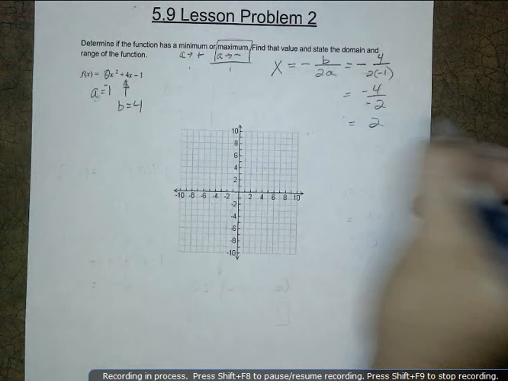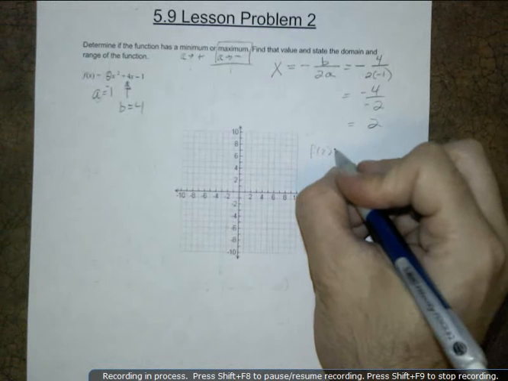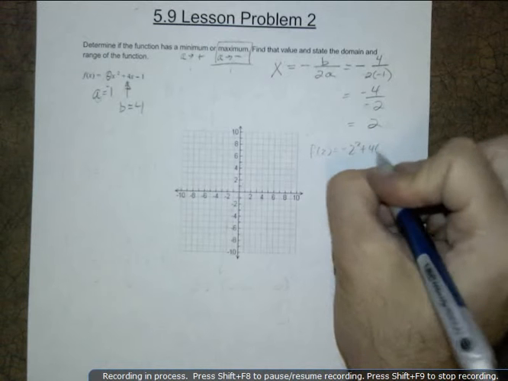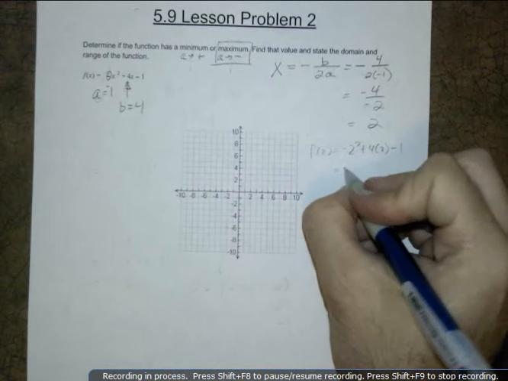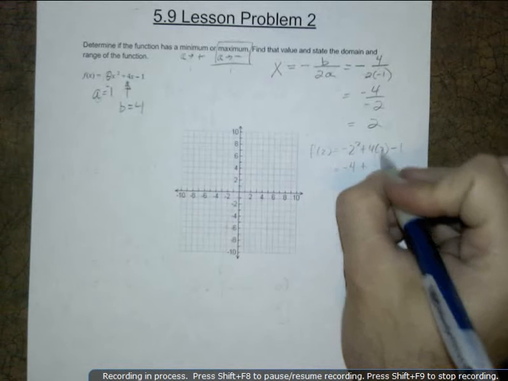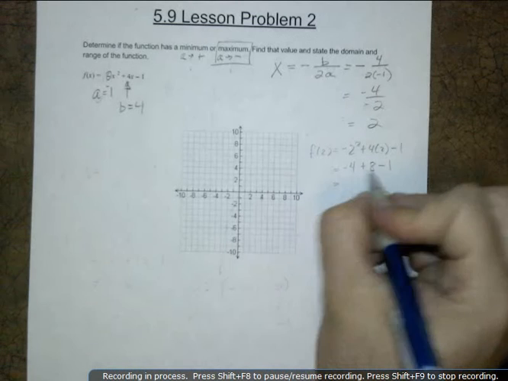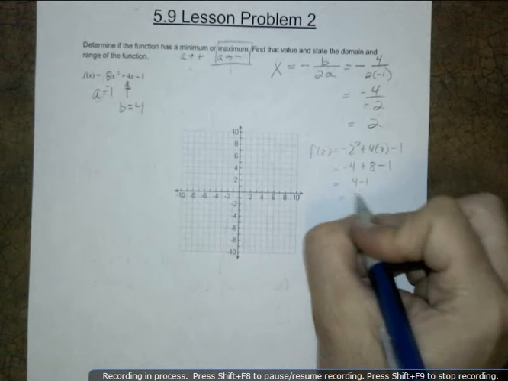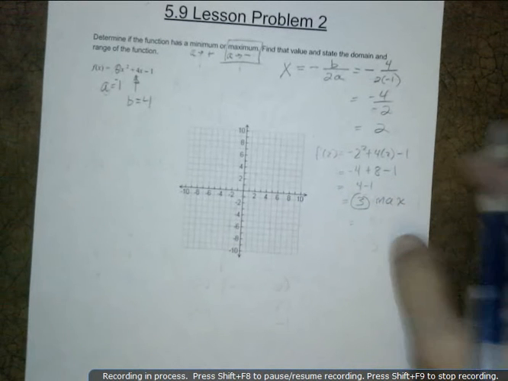To find the actual maximum, we have to plug it into the function, so f of 2: opposite of 2 squared plus 4 times 2 minus 1. 2 squared is 4, so the opposite is -4. 4 times 2 is 8, and then minus 1. -4 plus 8 is +4, and 4 minus 1 is 3. That is our max. Okay, so the highest this graph can go is 3.